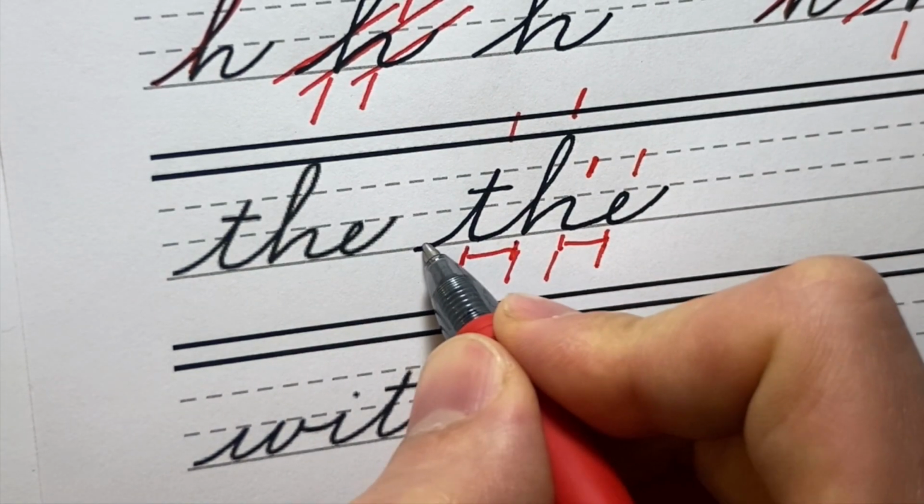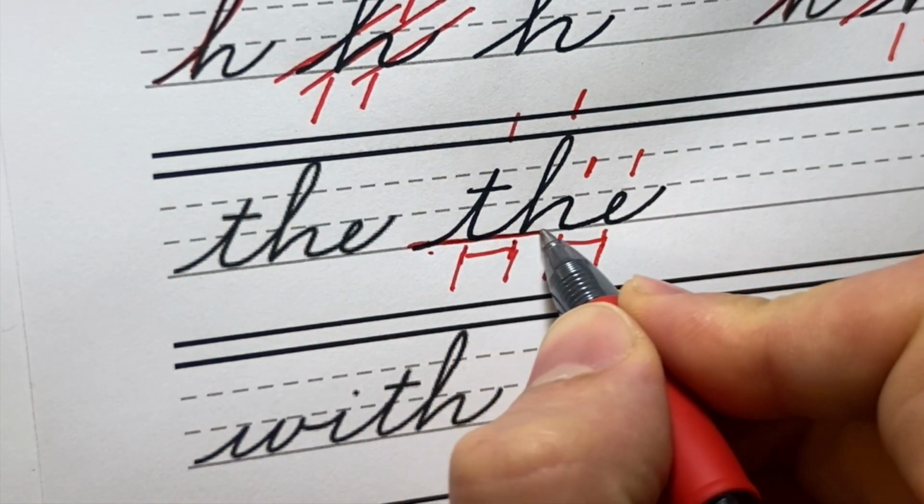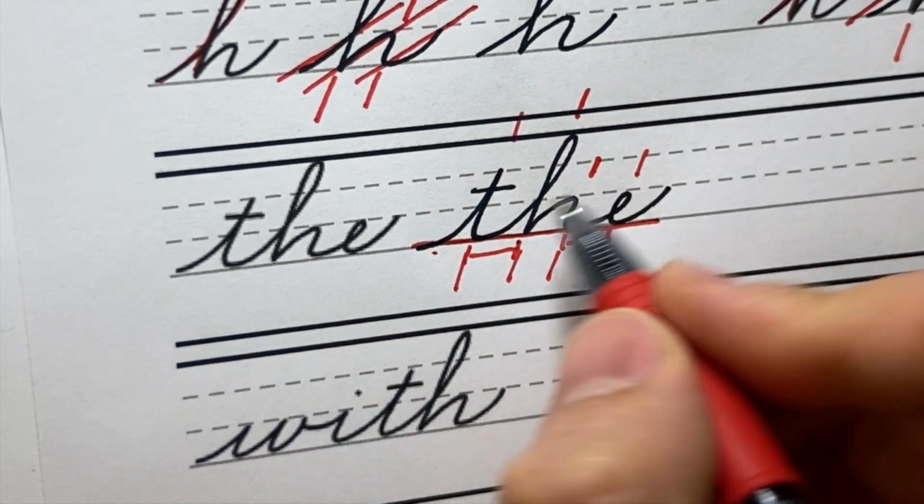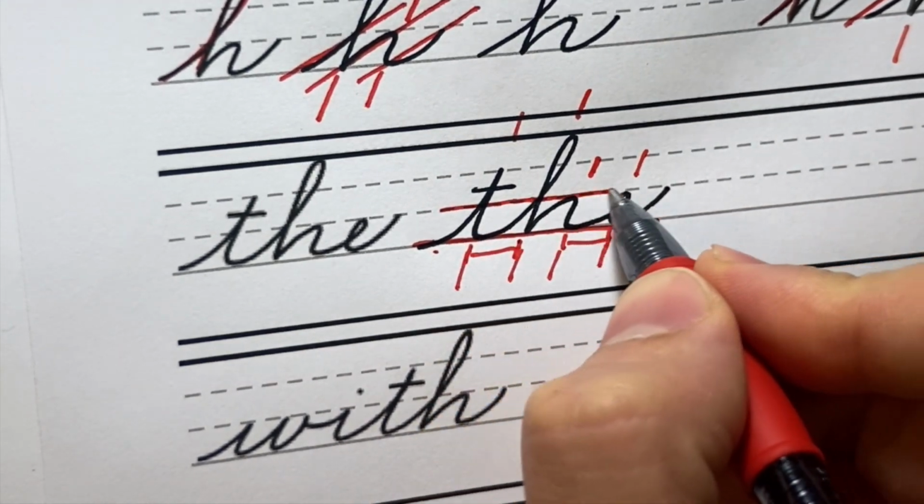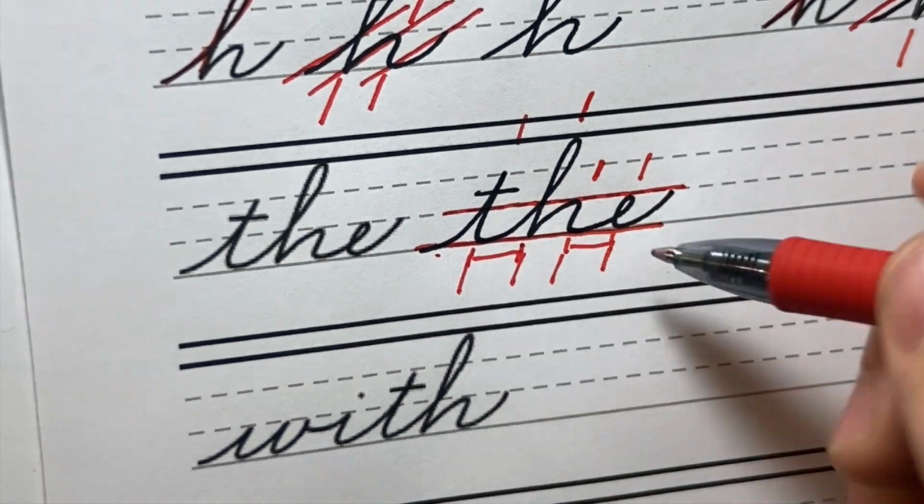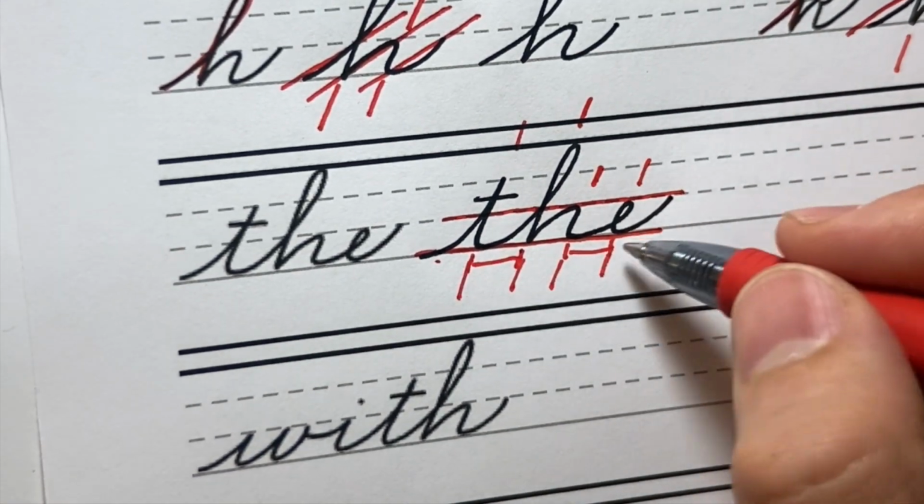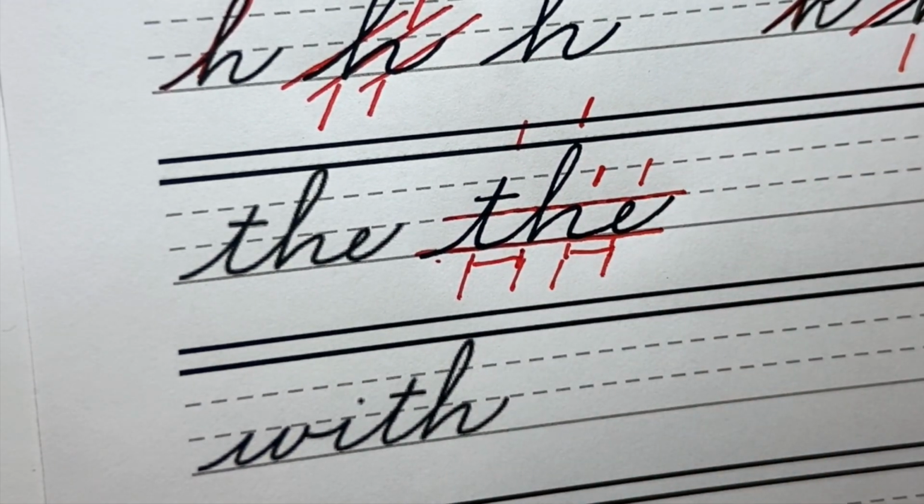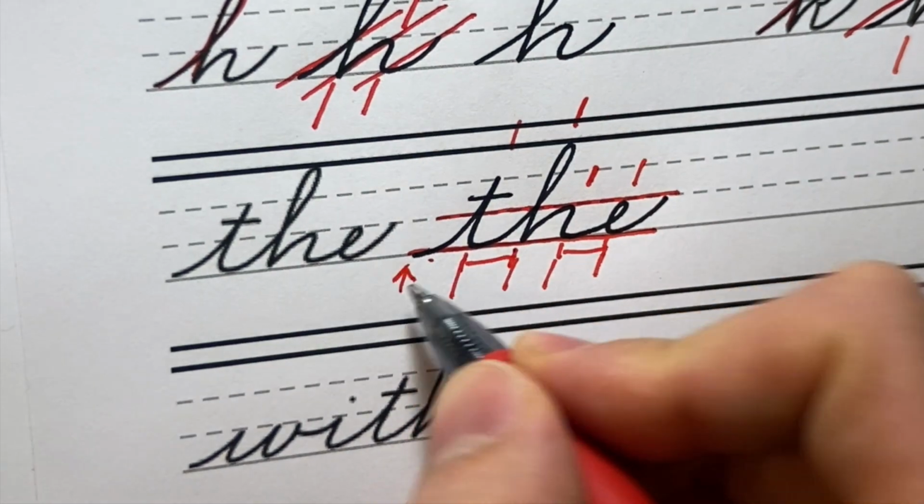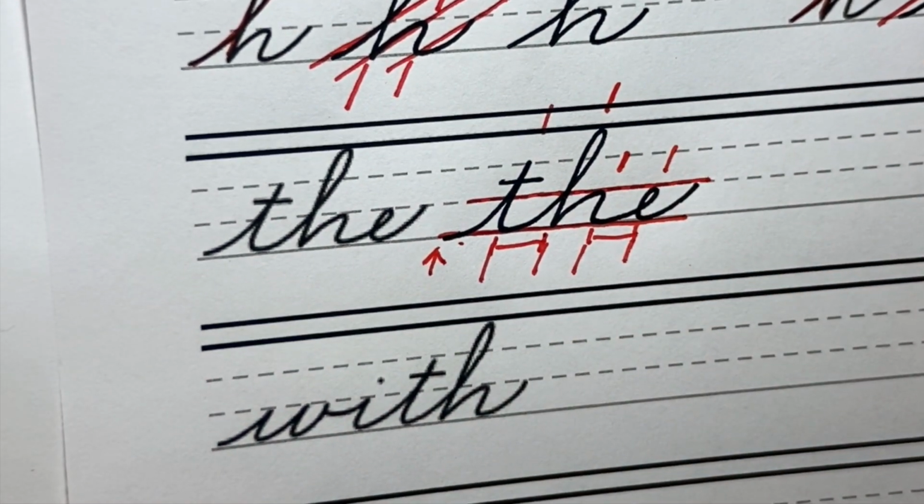The entry stroke of this T just barely started below the baseline, so something I just want to keep in mind and clean up next time. But our height is looking good. The size of our letters is looking good as well, hitting the baselines and the X heights. Just that little part of that beginning part of that T got below the baseline. Something to look out for.